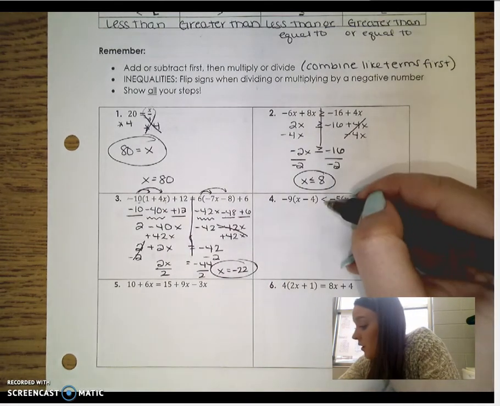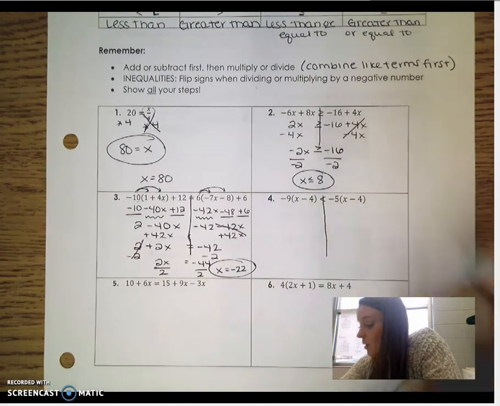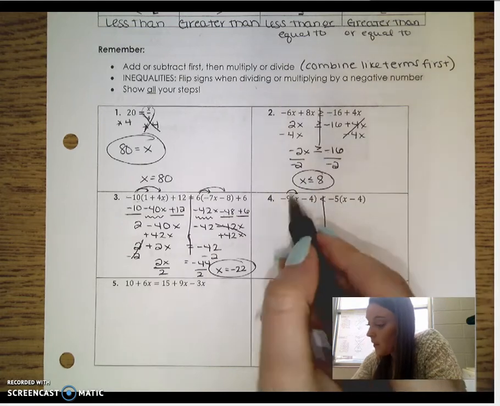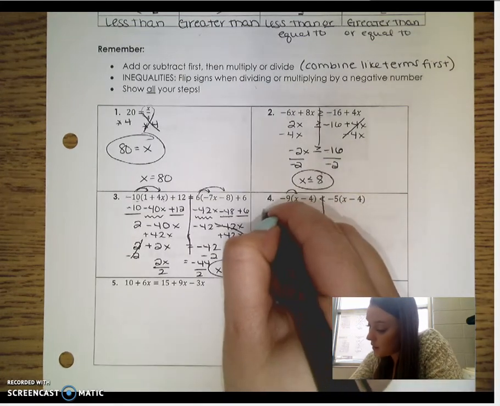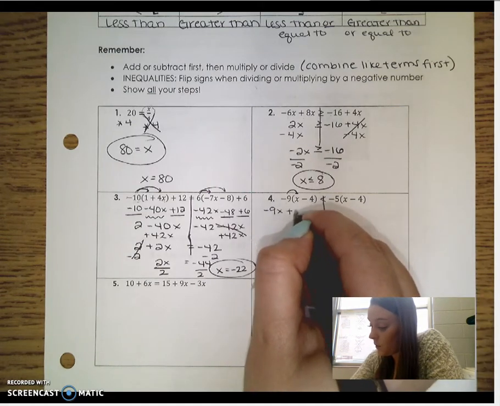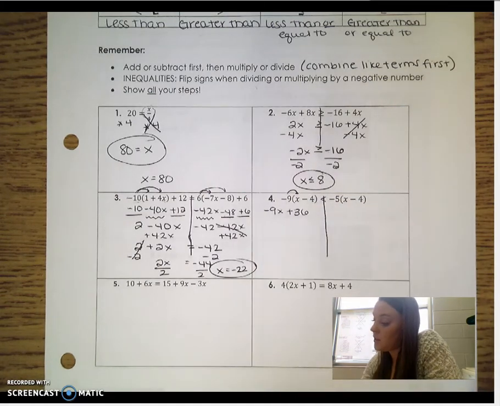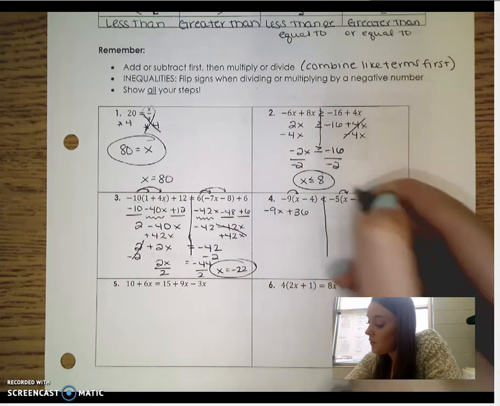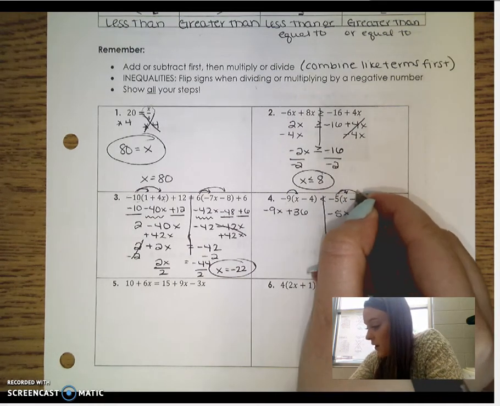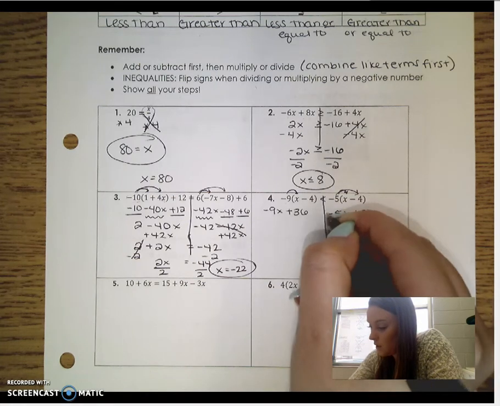Number 4 is very, very similar. I'm going to draw a line down my inequality sign, and I'm first going to distribute. Negative 9 times x is negative 9x. Negative 9 times negative 4 is positive 36. Negative 5 times x is negative 5x. Negative 5 times negative 4 is positive 20.